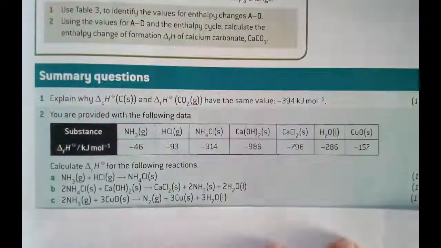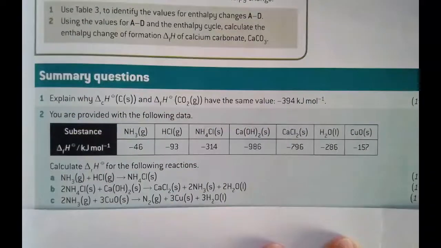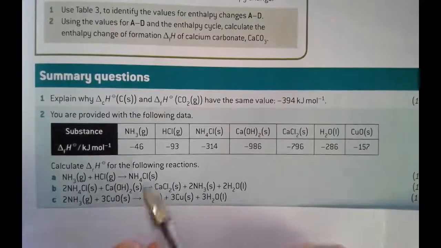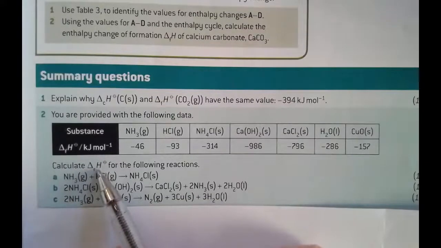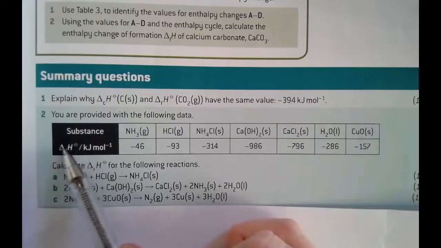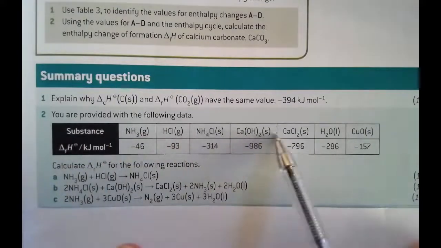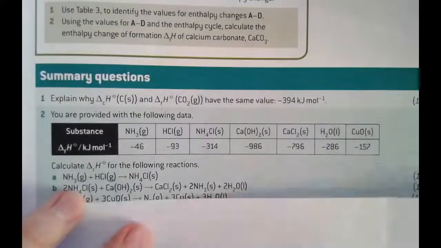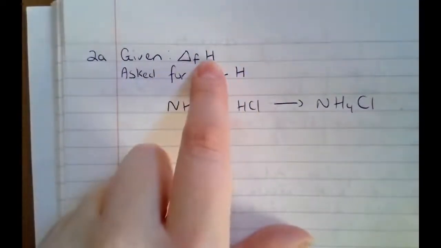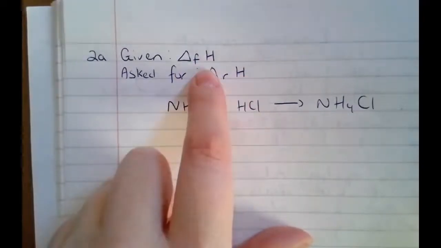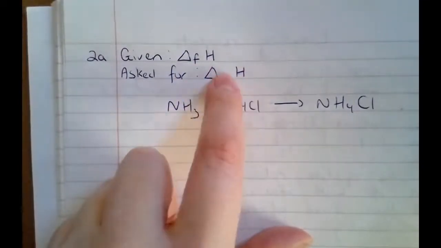Okay, so I'm going to use this video to run through a few examples of the Hess cycle calculations. The first one I'm going to go through, you are asked to calculate the enthalpy change of reaction for the following reactions. And you are given the enthalpy change of formation. So you're given this information here. I've just written this out for myself, that I'm given the enthalpy change of formation data, and I'm asked to calculate the enthalpy change of reaction.